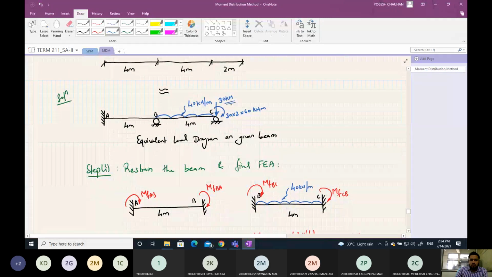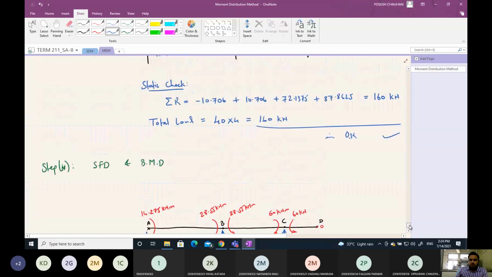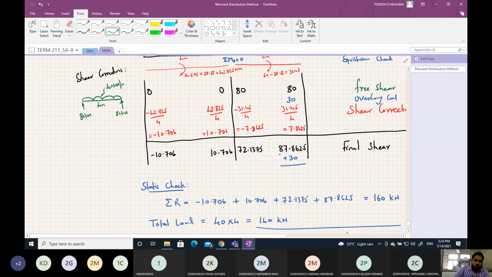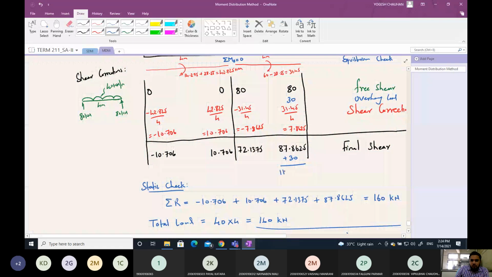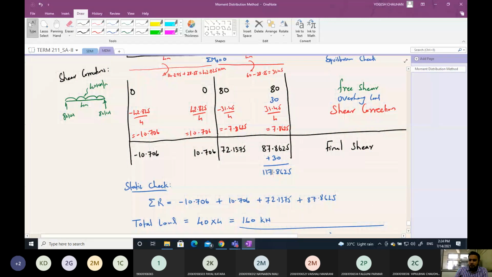This load is transferred from point D to point C. So that has to be added. So plus 30 will be the load. So total will be 87.8625 plus 30, that will be 117.8625.